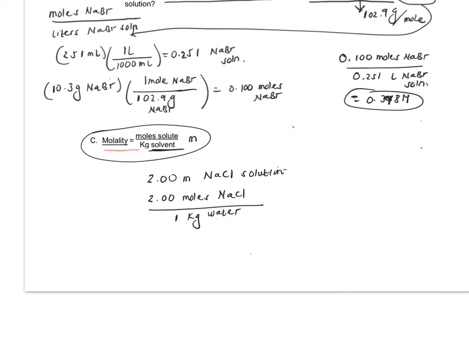And molality is temperature independent, because we're measuring it through the mass of the solvent, and the moles and the mass of the solvent are going to be in a ratio. So molality will be temperature independent. So the key thing is, it's moles of solute over kilogram of solvent.